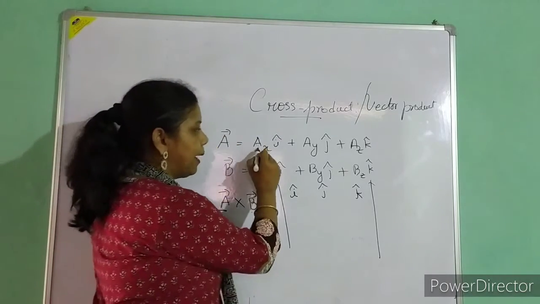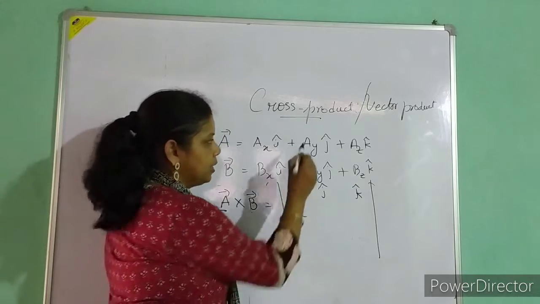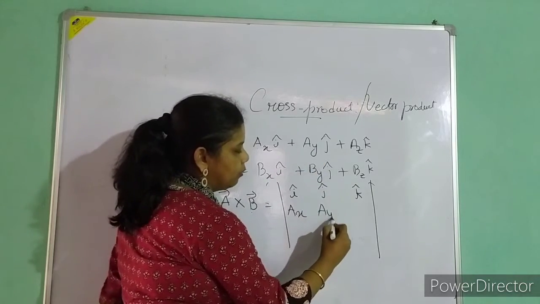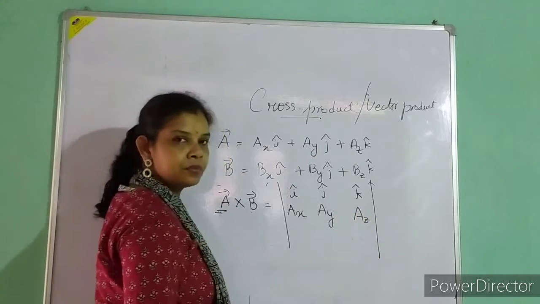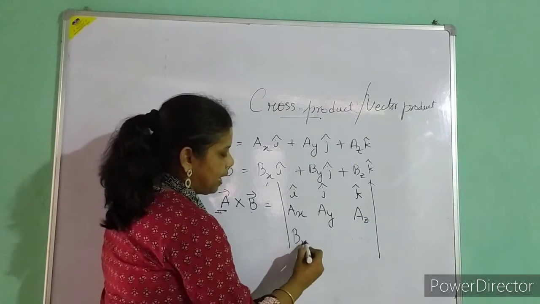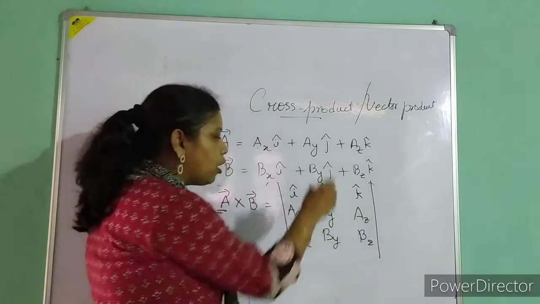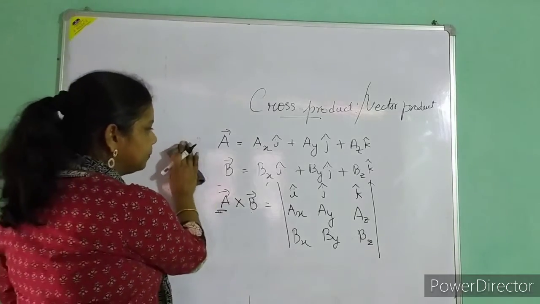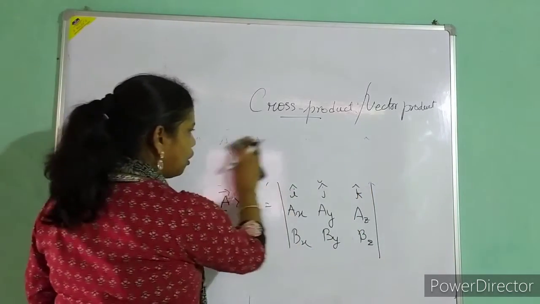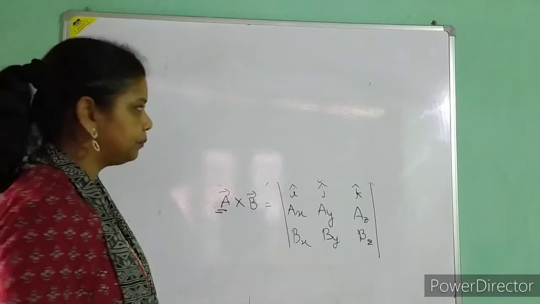So A is there, so the magnitude is AX. So below i cap, I will write AX. Then AY below j, and this will be AZ below k. Similarly, this will be my BX, this is BY, and this is BZ. So I got this relation like this. Okay, hope it is clear. If it is clear to all of you, then I can show you how I will multiply this now.